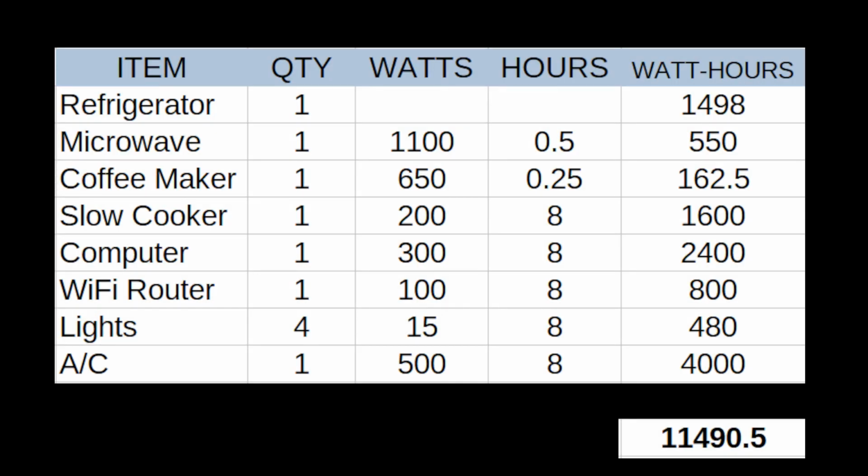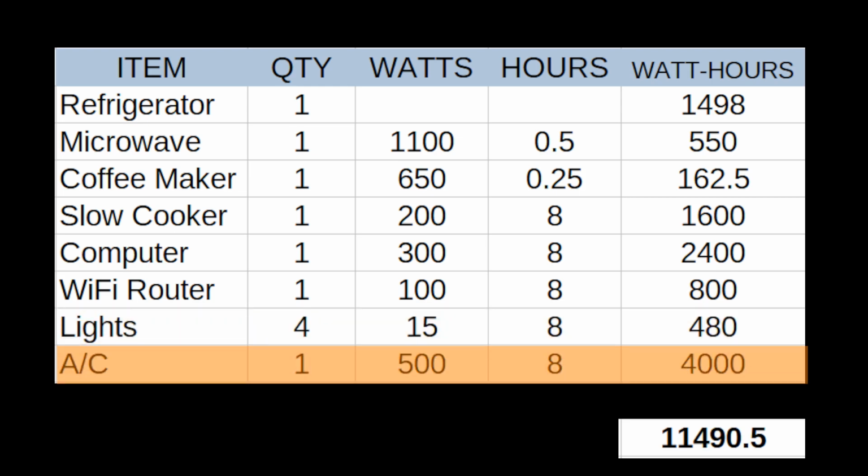With efficient LED lights, they each only use about 15 watts. And how long is a light going to be on? Only when it's dark. So let's say 8 hours a day again. So 4 lights at 15 watts each, that's 60 watts. So 60 times 8 hours a day, that's 480 watt hours.